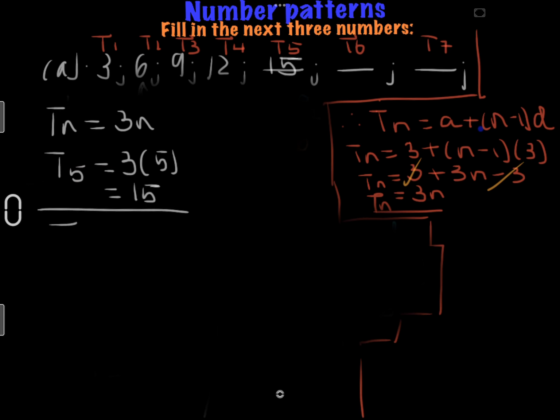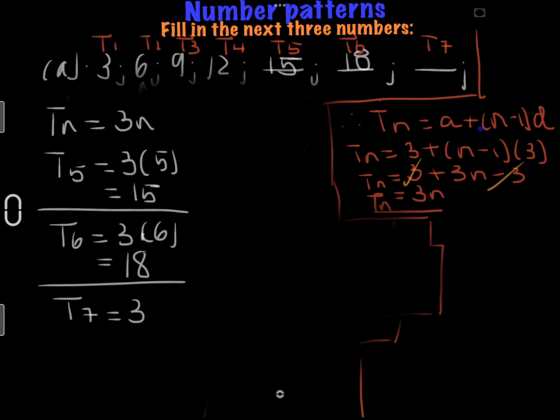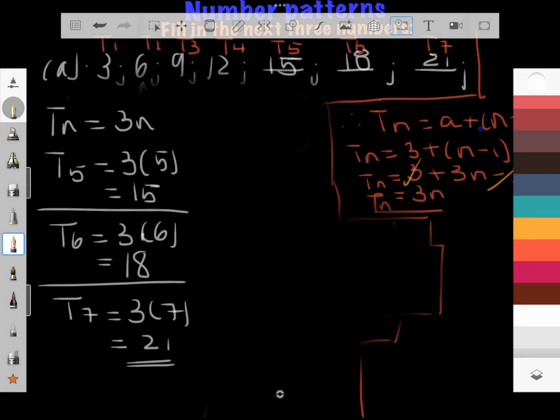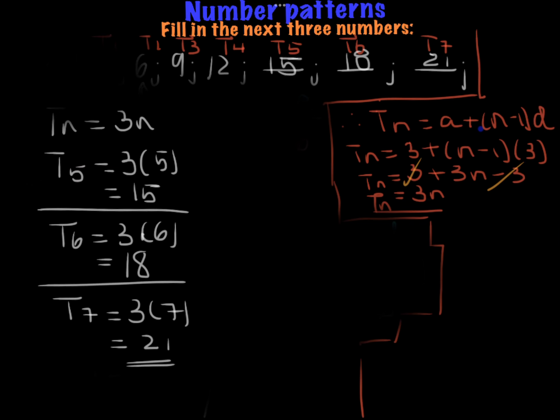Moving forward, term 6 is equal to 3 times 6. 3 times 6 gives us 18, which means this value here is 18. Let's look at the last term. Term 7 is equal to 3 times 7. 3 times 7 gives us 21. That's our final answer. So term 7 is equal to 21. So we're done with the first example. Let's look at other examples relating to patterns.